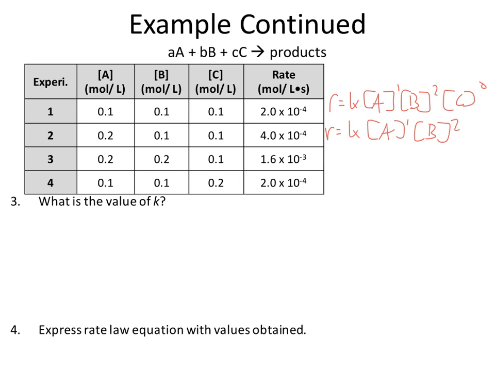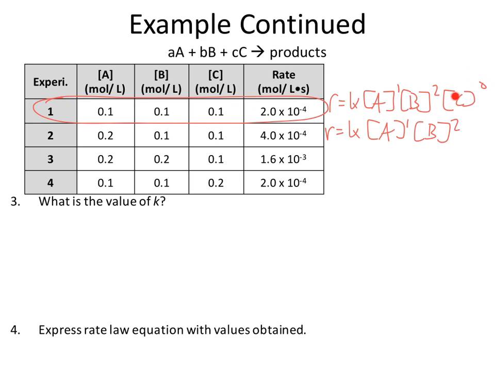So in this case, we can just plug in our values. We can choose any one of these experiments. Experiment 1, 2, 3, 4, it doesn't really matter because they're all linked somehow. So I'm just going to choose experiment number 1. Okay. So to figure out what my K is, I know what my rate is. My rate is over here, and I know what my concentrations of A and B are.